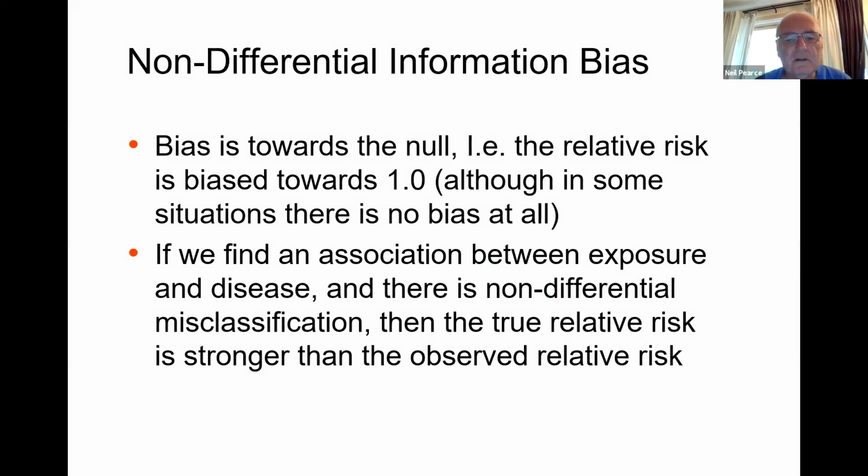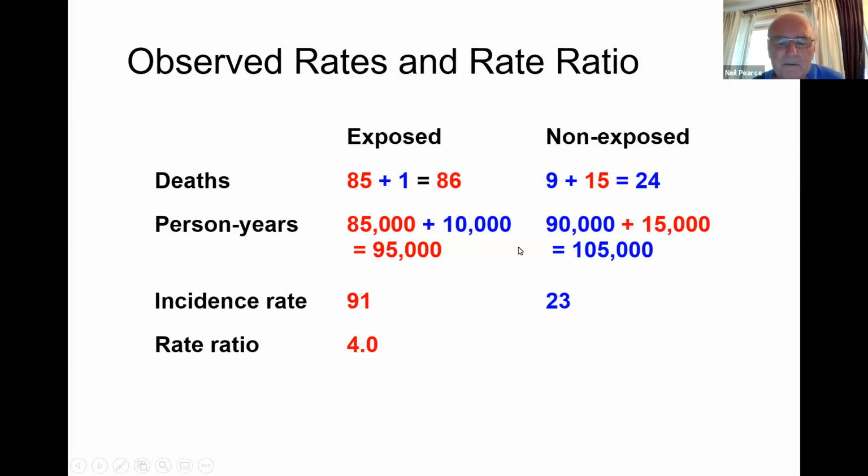So the bias, now in fact, what would happen if our exposure measure was complete rubbish? It was just like tossing a coin. Then we would actually end up with the supposedly exposed group really being a 50-50 mixture of exposed and non-exposed. And what we think is the non-exposed group would be a 50-50 mixture of exposed and non-exposed, and we would get a rate ratio of 1.